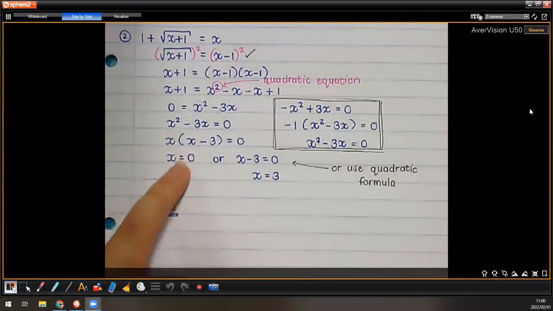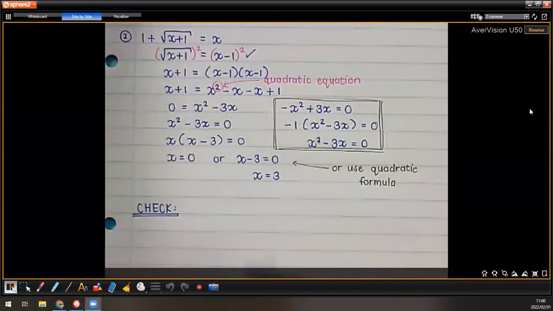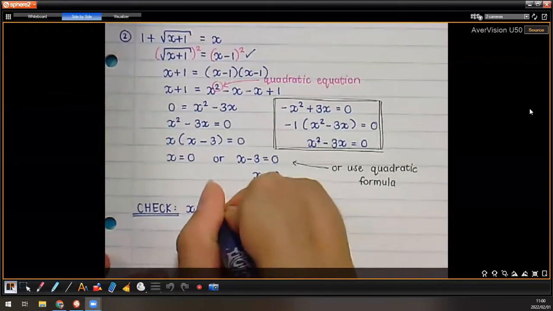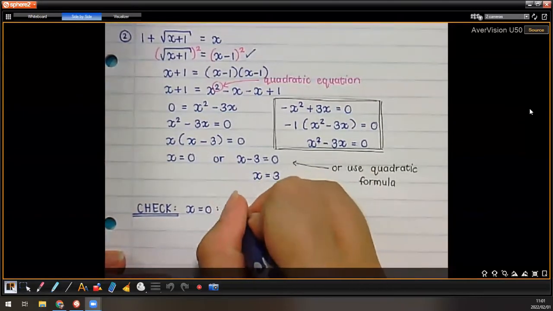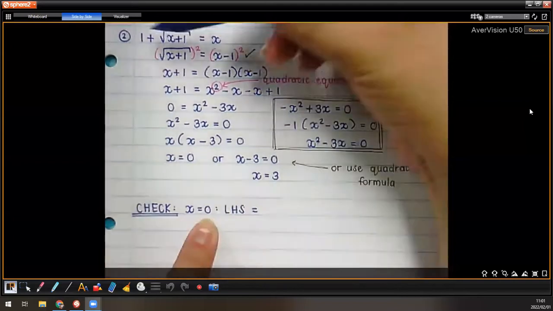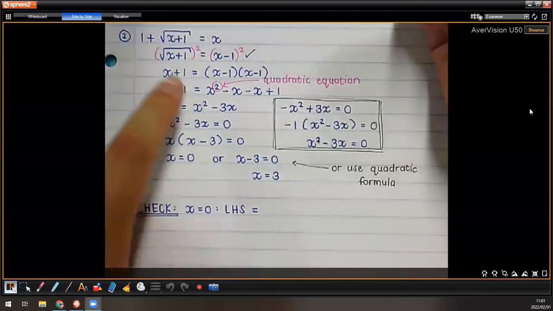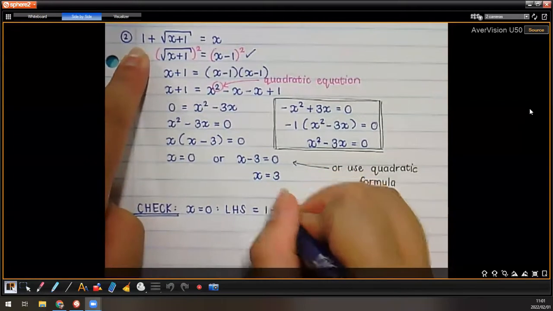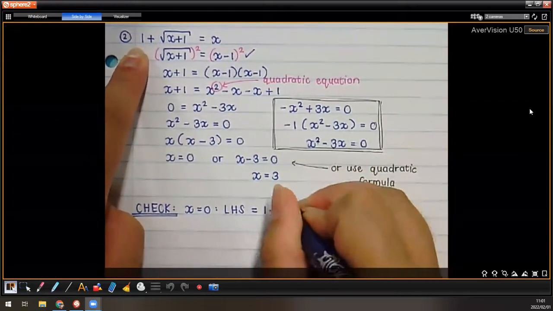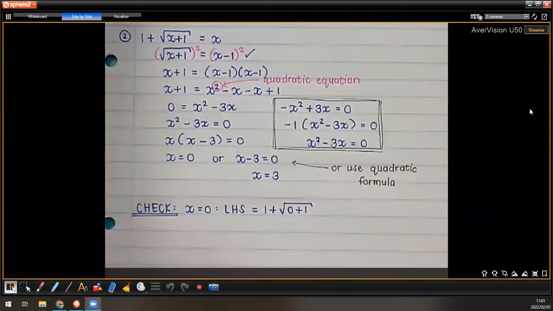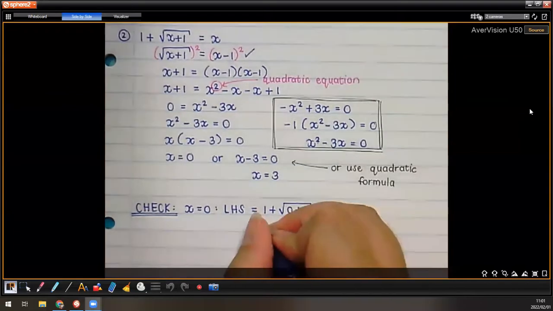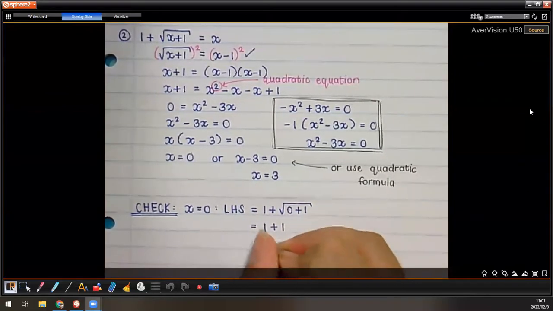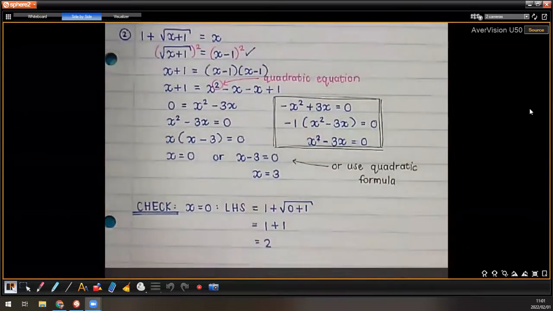First, we're going to check if x equals 0 actually works, if it makes the equation true. So for x equals 0, and I'm just going to write LHS for left-hand side. Then I'm going to put x equals 0 into the left-hand side of this equation, right? So the left-hand side was 1 plus the square root of 0 plus 1. Now what's 0 plus 1? 1. And what's the square root of 1? 1. So this is actually 1 plus 1, which is 2. Right? So that's what we get on the left.